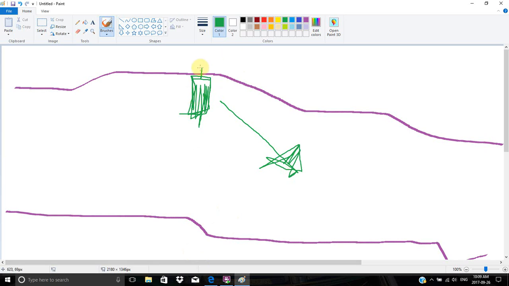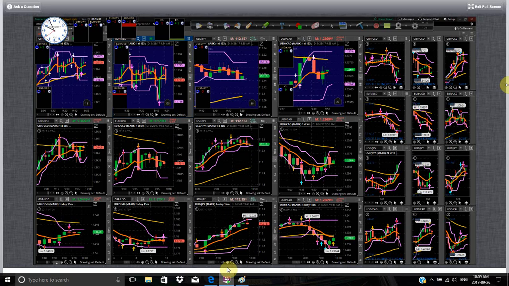Now, my main point here is look for these situations on the 5 and 15. 5 and 15, they're happening. Not only that, but we're getting arrows pointing down.